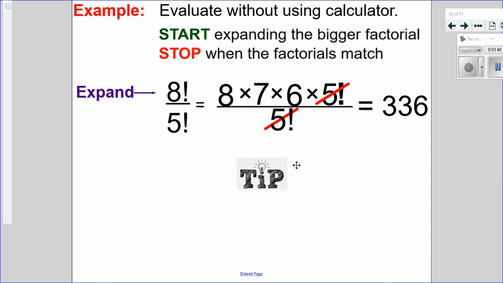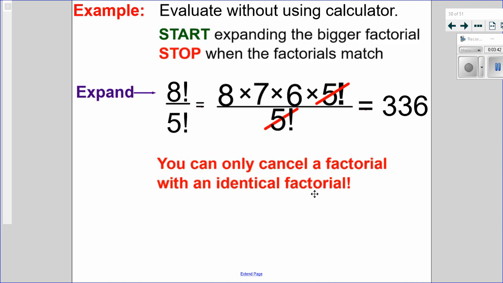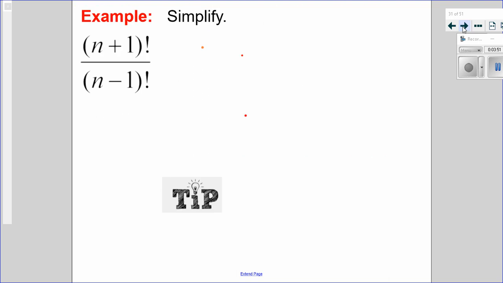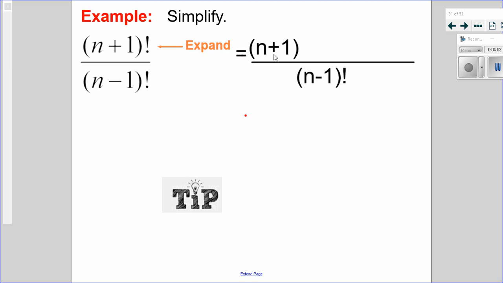Now remember, when it comes to factorials, the only way you can cancel a factorial is with another factorial. So now that we've seen this with numbers, let's look at it with variables. Here, I want to simplify n plus 1 factorial over n minus 1 factorial. Again, I identify the bigger one, which is n plus 1, and that's what I start expanding. So I'm going to start with n plus 1. 1 less than n plus 1 is n, so I'm going to multiply it by n. 1 less than n is n minus 1. They now match. So I'm going to stop my factorial there and cancel. What I'm left with is n times n plus 1.